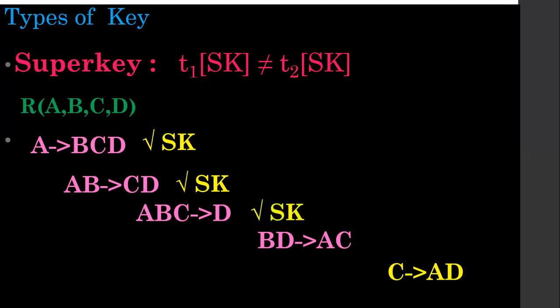Now with the help of BD, we are finding AC. Whether all attributes are covered? Yeah, all 4 attributes are covered, which means with the help of BD, we are identifying a complete tuple. So this is a super key.